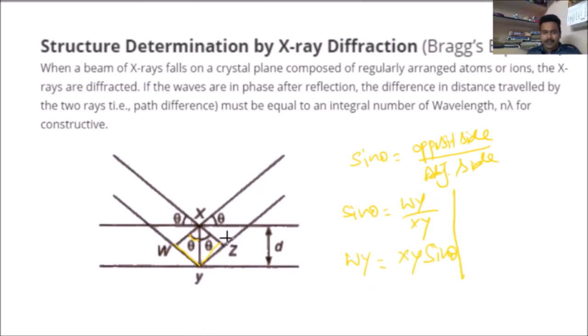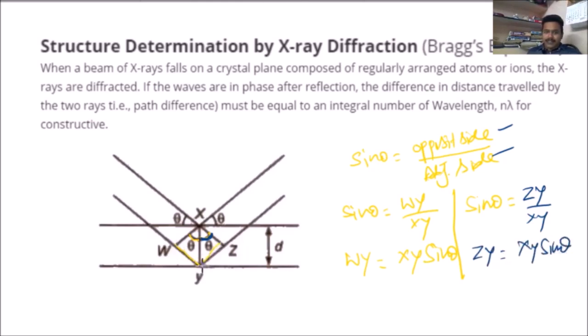In a similar way, in this triangle, again I am going to use sin theta for this angle theta. Again, the formula is opposite side by adjacent side. What is the opposite side? ZY. What is the adjacent side? XY. Here also, this part only you need, the YZ part. ZY is equal to XY sin theta.